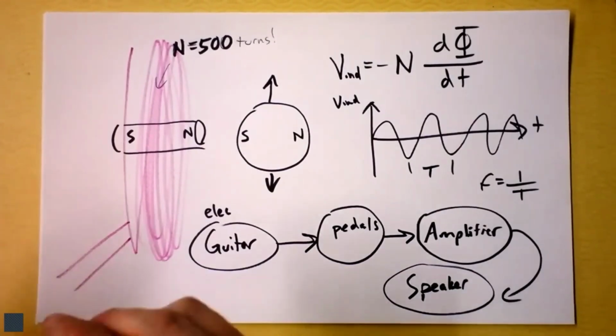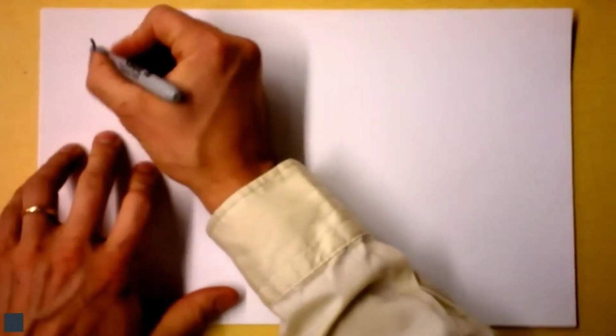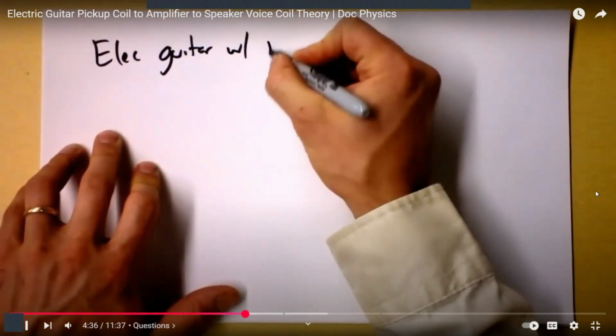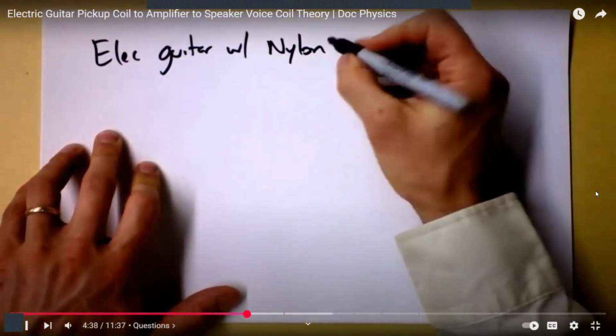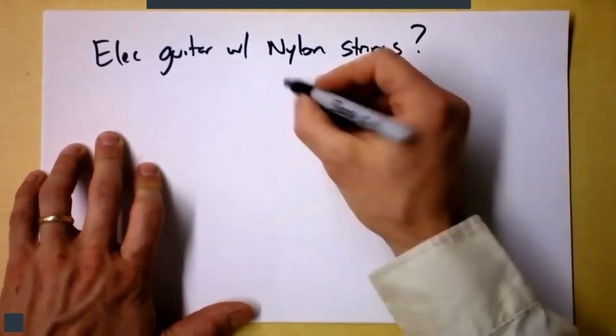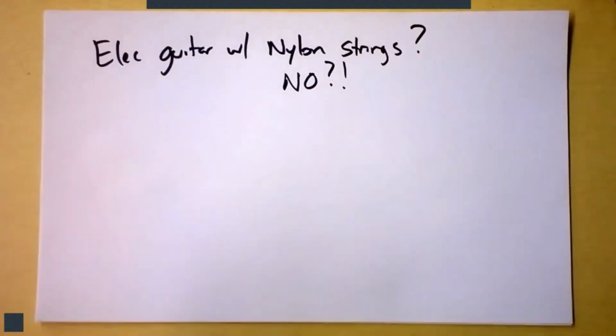But before we talk about speakers, I want to ask you a couple questions about guitar. For instance, would it work with nylon strings? Electric guitar with nylon strings. Nylon is a kind of plastic. Answer is no. Why not? You figured it out.